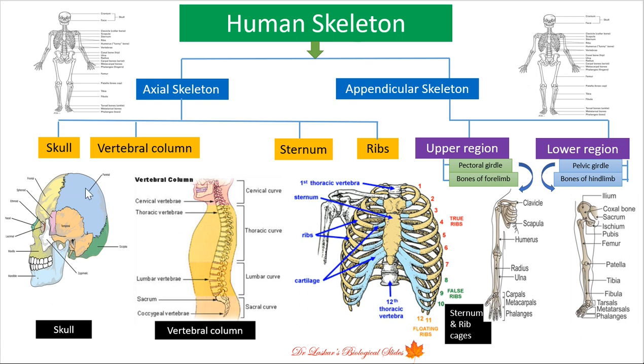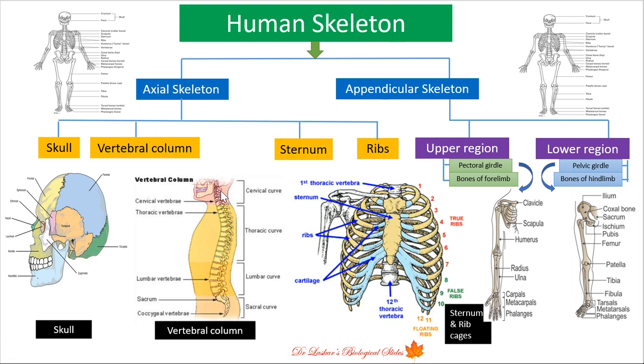The skull part articulates with the superior region of the vertebral column. This is the vertebral column. So the skull articulates with the superior part of the vertebral column with the help of two occipital condyles. That is also called a dicondylic skull.